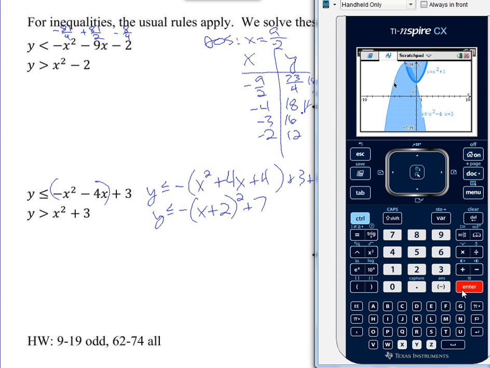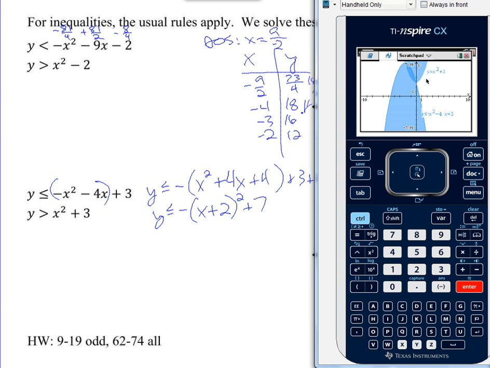Yours will come up as two different colors, which is really handy. Mine, for some reason, came up as basically the same color, but you can see where that region of overlap is. And if you look closely at this function, you can see that it's dotted. Like if I move my cursor on top of it, I can see that there's dots there. So that's a nice way to check.